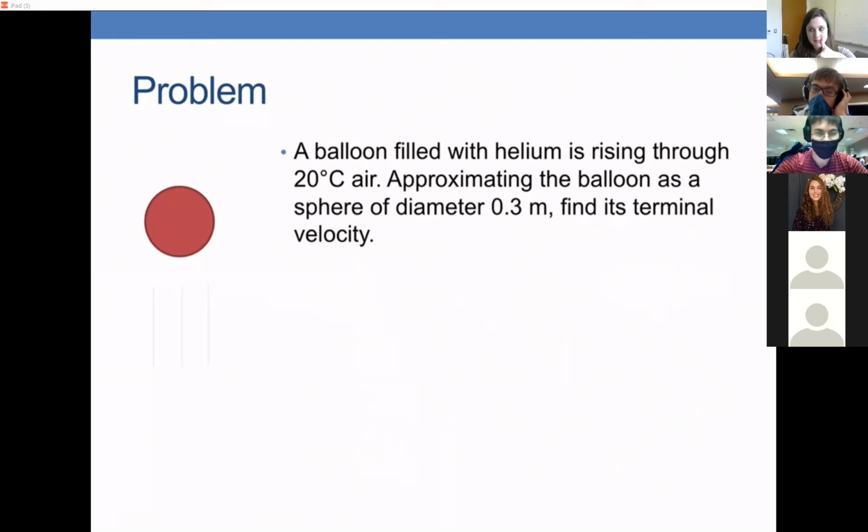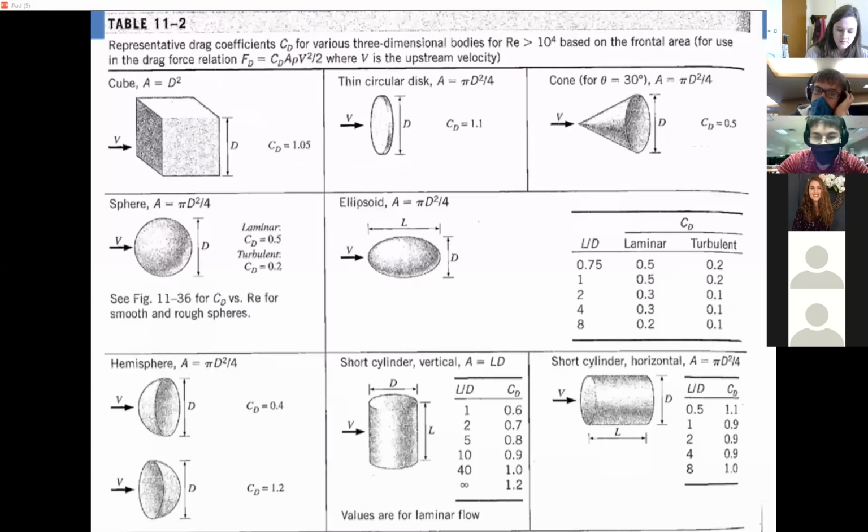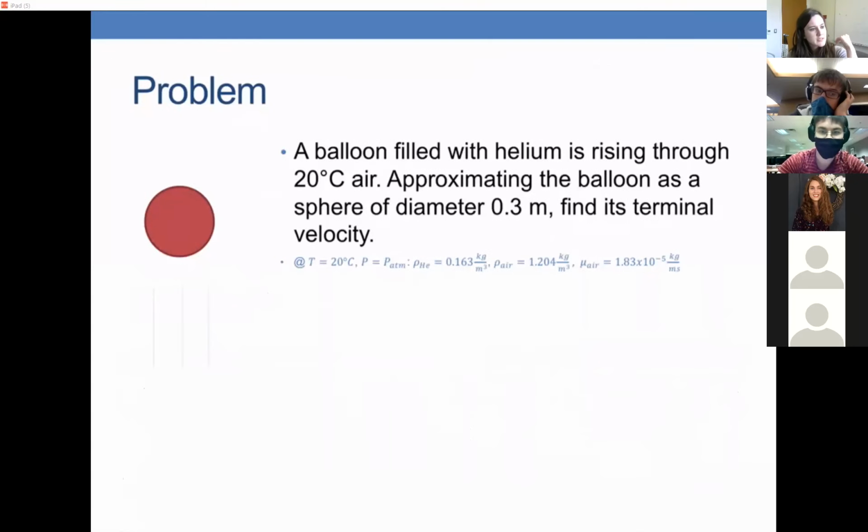Do you need the viscosity of air? We actually will, and I'll tell you a little bit about why in a second. So yeah, I'm going to look up the viscosity of air too. Also the density of helium. And the reason I'm going to get the density of helium is because I'm going to need that to find my weight, right? Cool. So yeah, I looked up all those things or calculated them from the ideal gas law for densities.